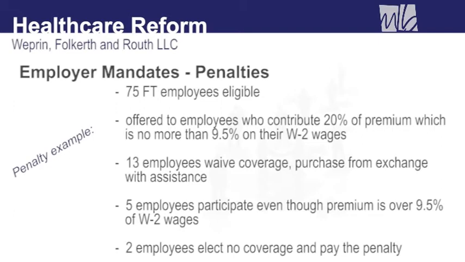Additionally, assume 5 of those employees elect to participate in the employer's group health plan and pay the premium even though their share exceeds 9.5% of their Form W-2 wages. Finally, 2 of the employees elect not to get any coverage and simply pay the individual mandate penalty. Since at least one employee went to the state-run exchange and received federal assistance, the employer will be penalized.